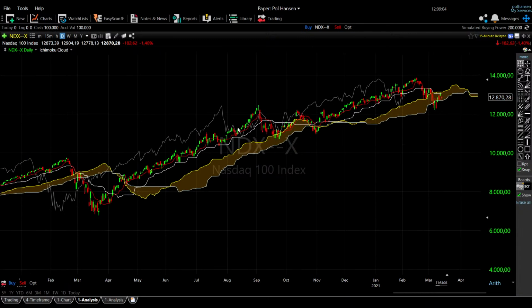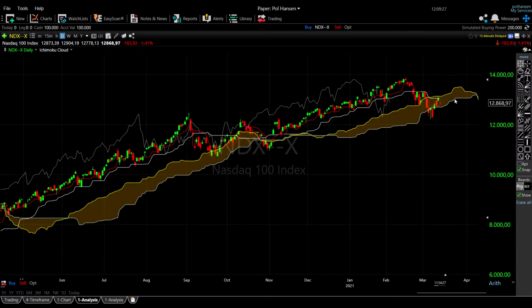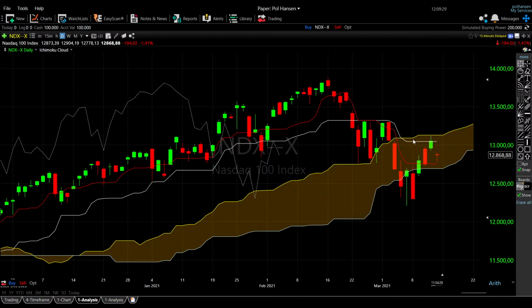So when price action is above the cloud, we're in an uptrend. When price action is underneath the cloud, we're in a downtrend. So in essence, never sell when price action is above the cloud. You can sell when price action is underneath the cloud. When price action is inside the cloud, you don't do anything. It's basically a zone where you don't trade. So right at the moment, if we look at the NASDAQ, we are right inside the cloud.